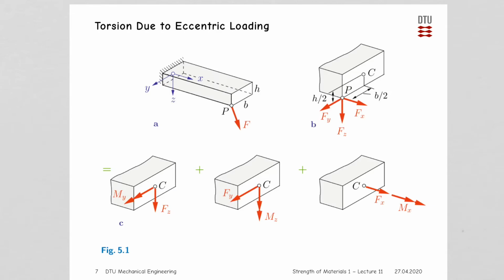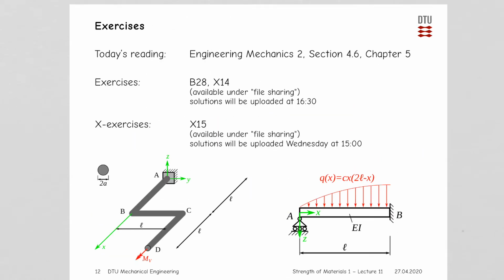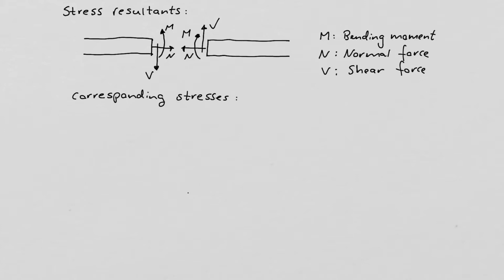Just to recapitulate a little bit, let's look at the stress resultants. This is old material, so remember that when we look at the stress resultants, which I have drawn here by making a cut in a beam, we have the bending moment that we call M, the normal force that we call N, and the shear force that we call V. The corresponding stresses: we haven't really been looking at the transverse stresses yet. The transverse stresses are the stresses that come from the shear force. We have looked a lot at the normal stresses coming from the bending moment and from the normal force.